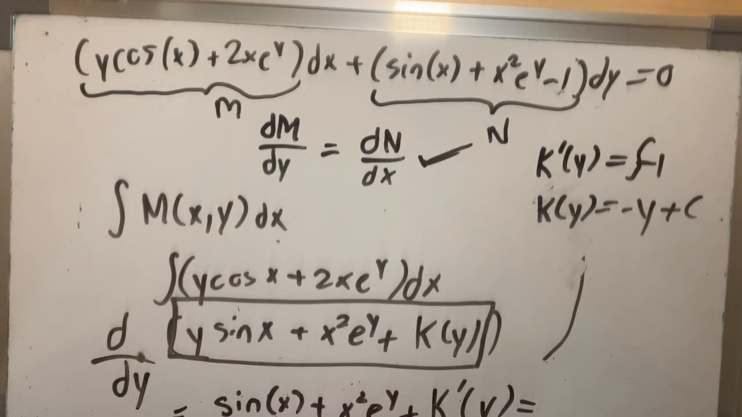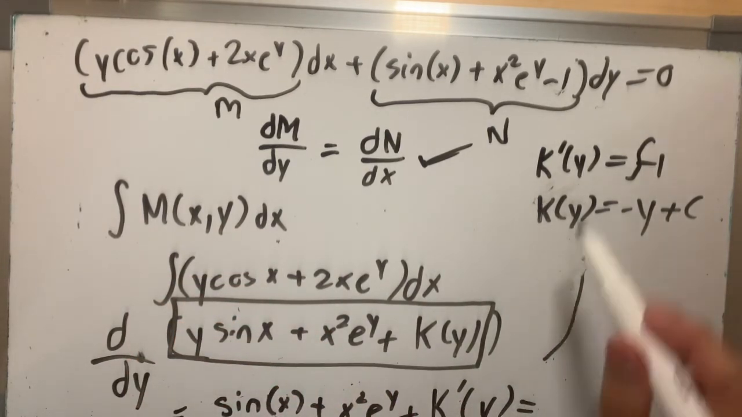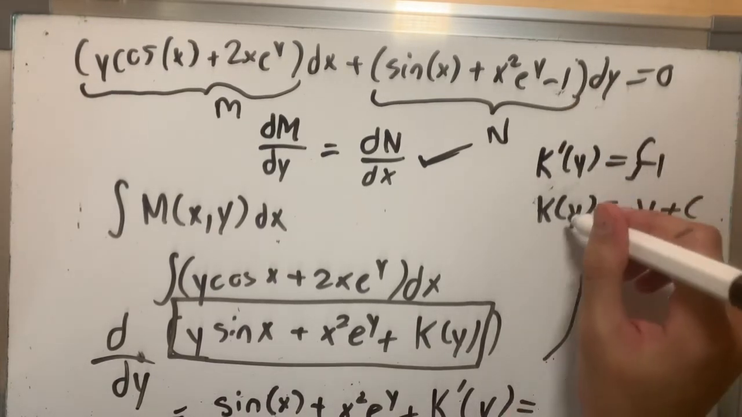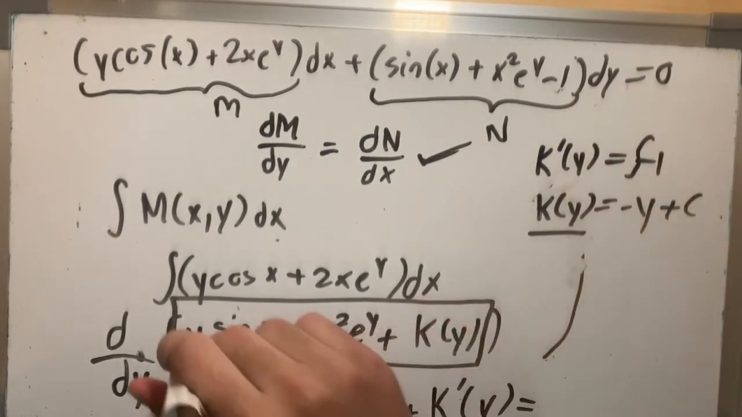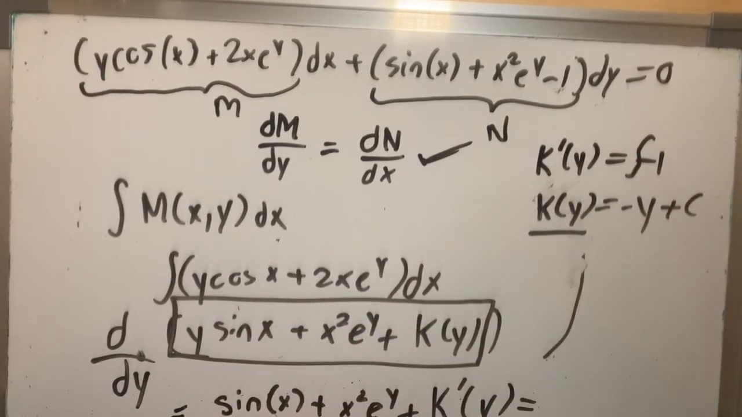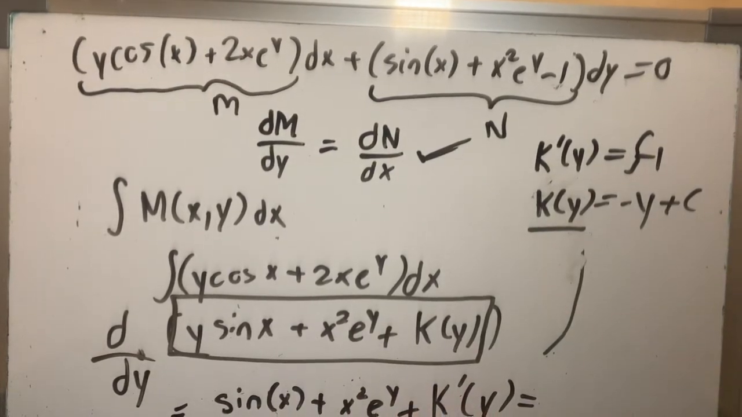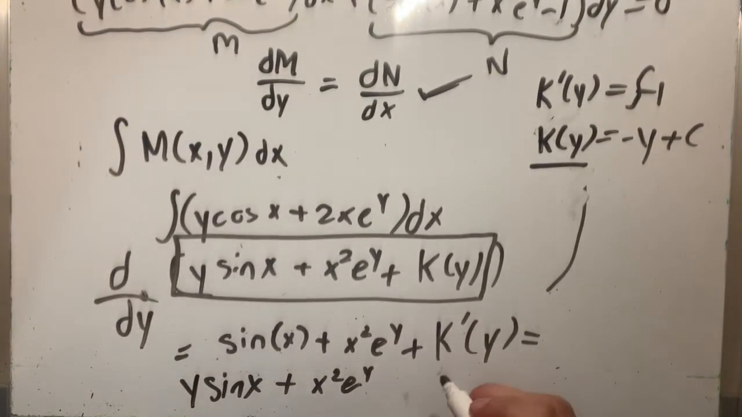The reason we found the derivative with respect to y was to solve for k dash of y, which ends up giving us k of y. And this will be our solution. So we get our solution of y sin x plus x squared e^y. Not sure if this is visible. Okay, now it is. Minus y plus c, or we could take it to the other side. Minus c plus c doesn't matter. It's c. It's a constant.